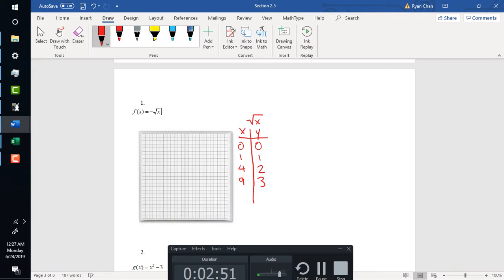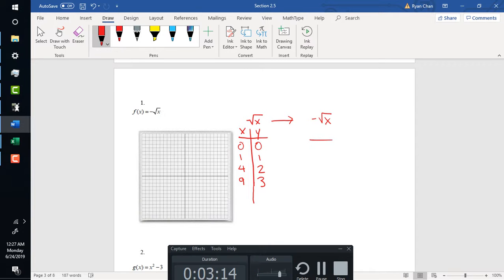Remember, make sure you remember your domain and range of your parent graphs. That's what's going to help you. And the more that we do this, the more you're going to know some of your original points for specific parent graphs. So what I'm going to do is see what transformations I'm doing. I realize that I'm going to be doing negative square root of x. So the negative square root of x here, what does that mean?